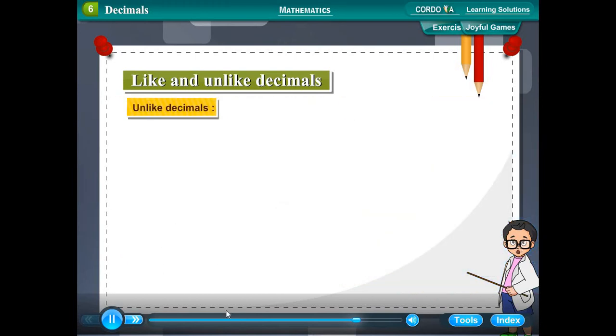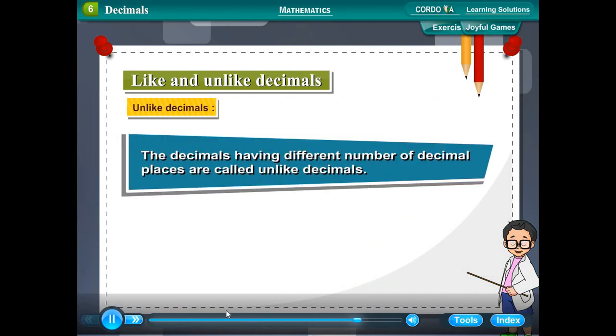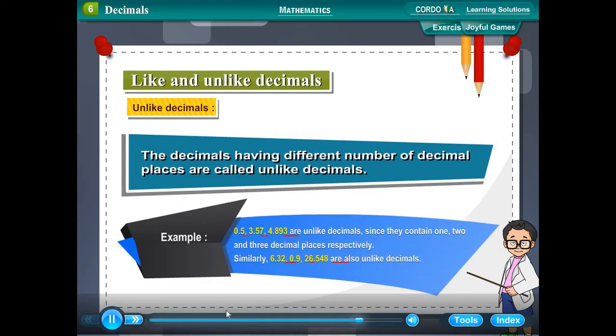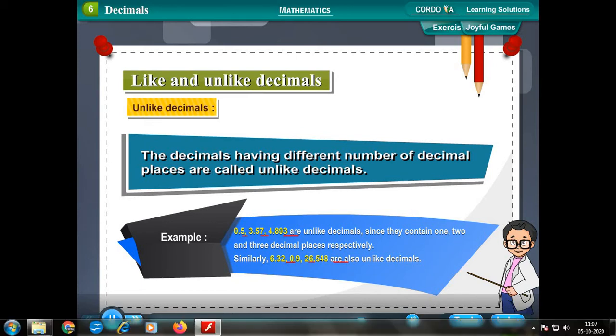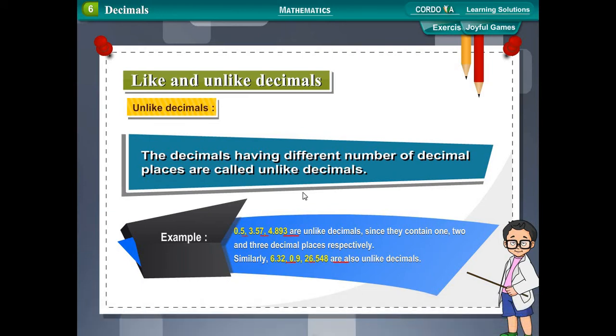Unlike decimals: the decimals having different number of decimal places are called unlike decimals. Example: 0.5, 3.57, 4.893 are unlike decimals since they contain 1, 2 and 3 decimal places respectively. Similarly, 6.32, 0.9, 26.548 are also unlike decimals.